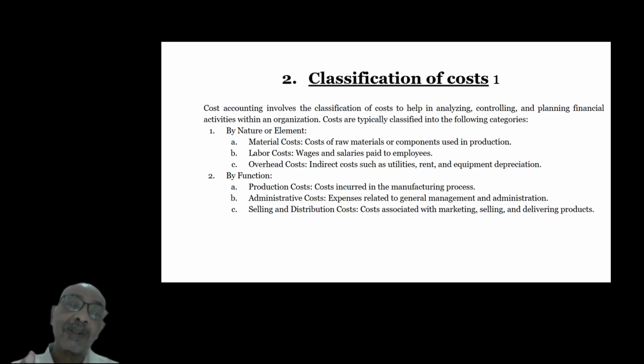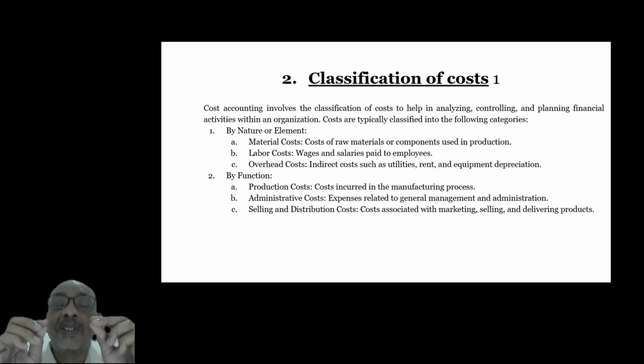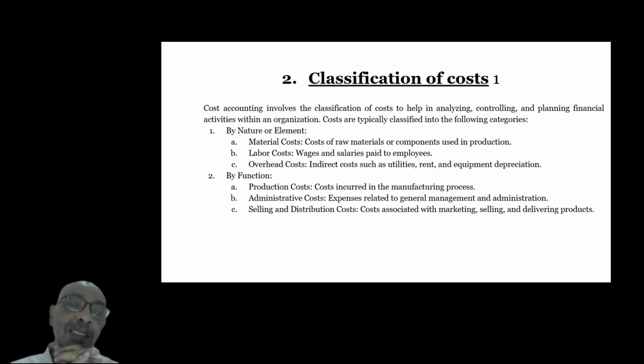So these are three classes of cost: material cost, labor cost, overhead cost. You cannot produce anything without these three classes of cost. We cannot produce anything unless we buy the materials, pay the wages of the workers, and pay the other factory expenses like rent, utilities, equipment depreciation, and all these things. These are the classes of the cost by nature or element.